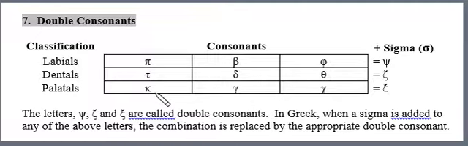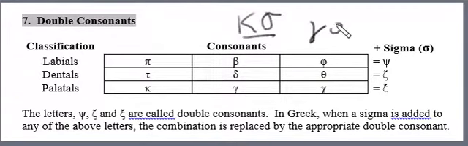And you could see that with the kappa and the sigma. If I write a kappa here and add a sigma to that, it's ks. If I have g, and if you say that fast enough, gs, ks, it just becomes a ks. And the same thing with the chi.